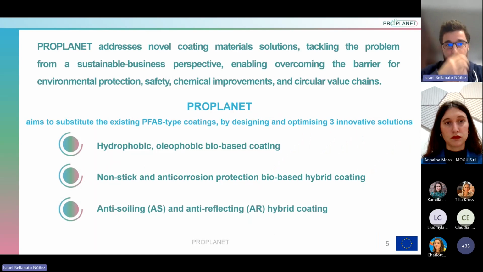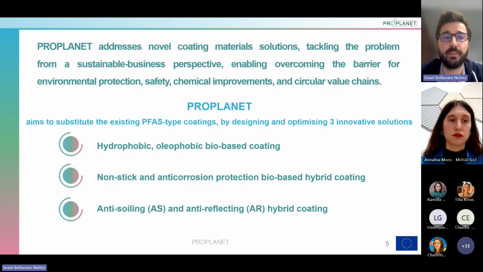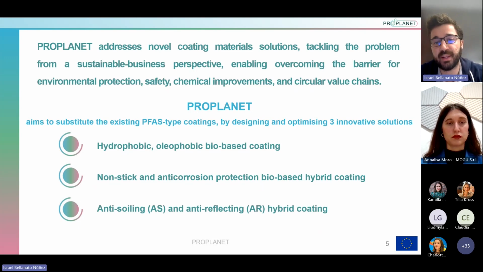So with all this in mind, the idea of PROPLANET is to address novel coating material solutions which tackle the problem from a sustainable business perspective, enabling overcoming the barrier for environmental protection, safety, chemical improvement, and circular value chains. And so PROPLANET aims to substitute the existing PFAS-type coatings by designing and optimizing 3 different types of coatings, which would be hydrophobic, oleophobic, bio-based coatings, then non-stick and anti-corrosion protection bio-based hybrid coatings, and anti-soiling and anti-reflecting hybrid coatings.